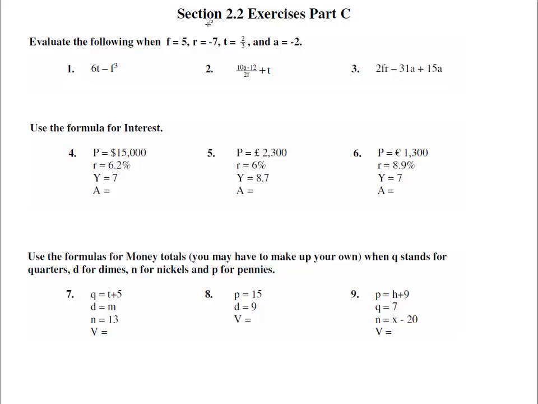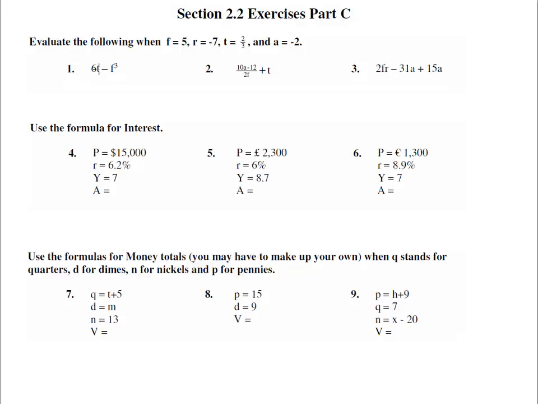Here we are in section 2.2 exercises part C with the solutions to numbers 1 through number 9. Okay, evaluate the following when f is 5, r is negative 7, t is 2/3, and a is negative 2. Oh, I'm glad they told us what they were.